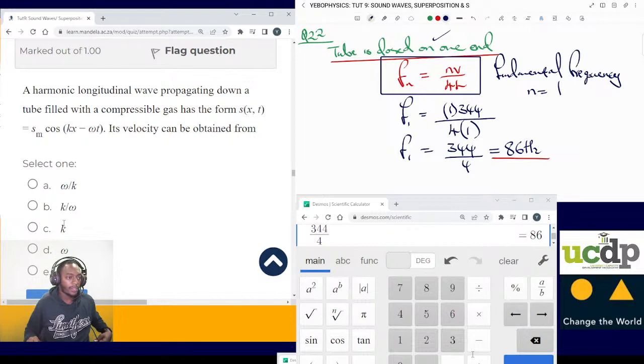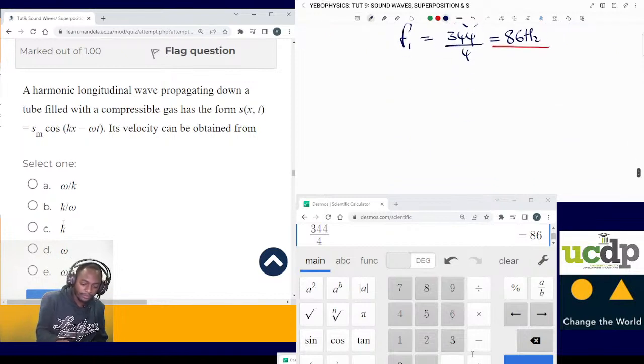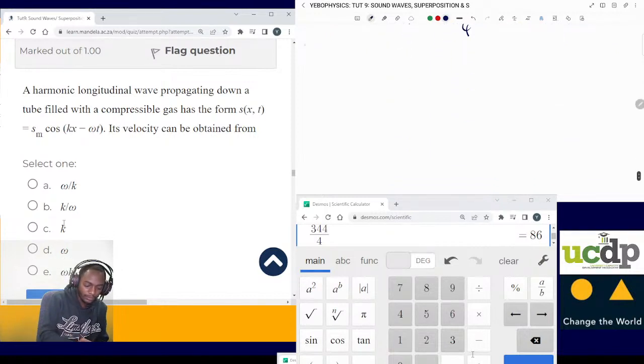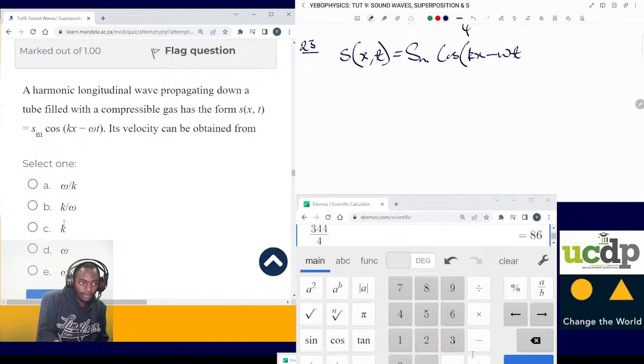Now let's look at question 23. So we're given displacement x(t) equals cos(kx minus omega t). Its velocity can be obtained from, so we need to express our velocity in terms of the wave number k, right?